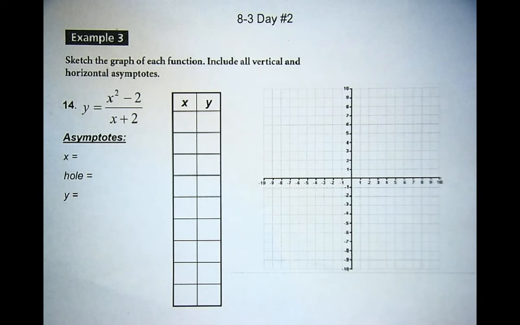All right, here we go. So we've got slant asymptotes. Everyone's eyes and ears back up here.